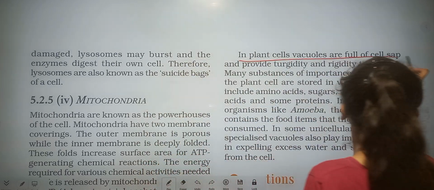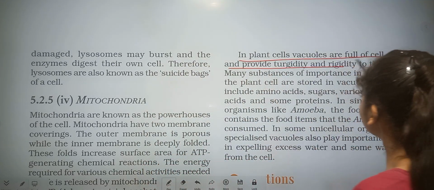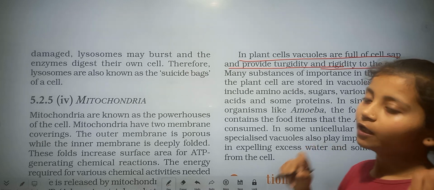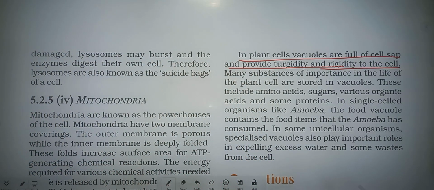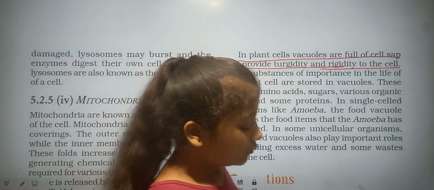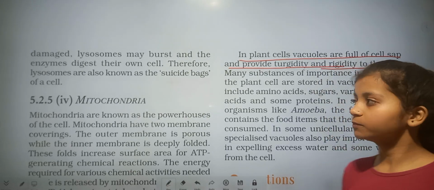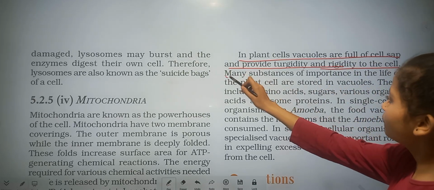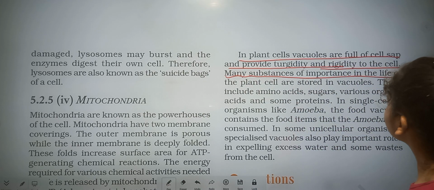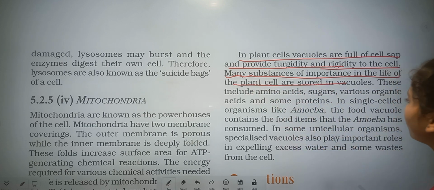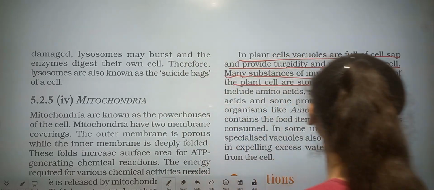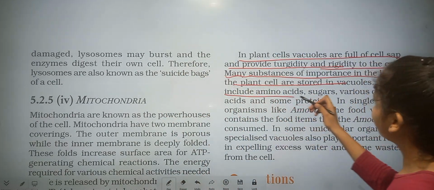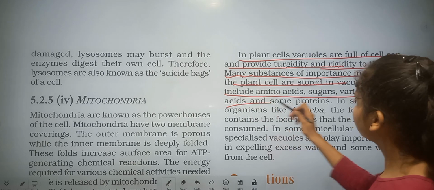In plant cells, vacuoles are full of cell sap and provide turgidity and rigidity to the cell. It helps the cell become firm, and it also stores waste material from the cell. Many substances of importance in the life of the plant cell are stored in the vacuole. These include amino acids, sugars, various organic acids and some proteins.